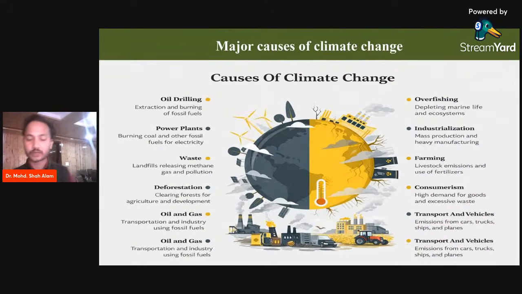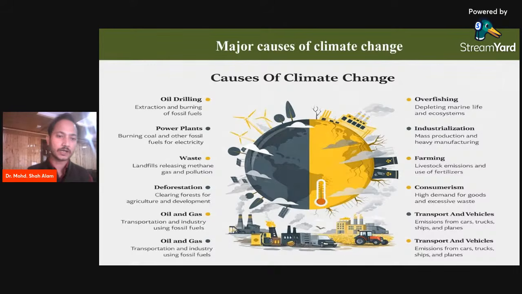Here I describe further major causes of climate change. First is oil drilling, extraction and burning of fossil fuels, which are major causes of climate change. The burning of fossil fuel, the emission of carbon monoxide, the extraction of oil from the soil, from the land, and from the sea causes a significant impact on climate change. Then next is overfishing, depleting the marine life and ecosystem around the world. Species are going extinct in the last some decades. In the last 100 years, many of the species living in the seas are going extinct.